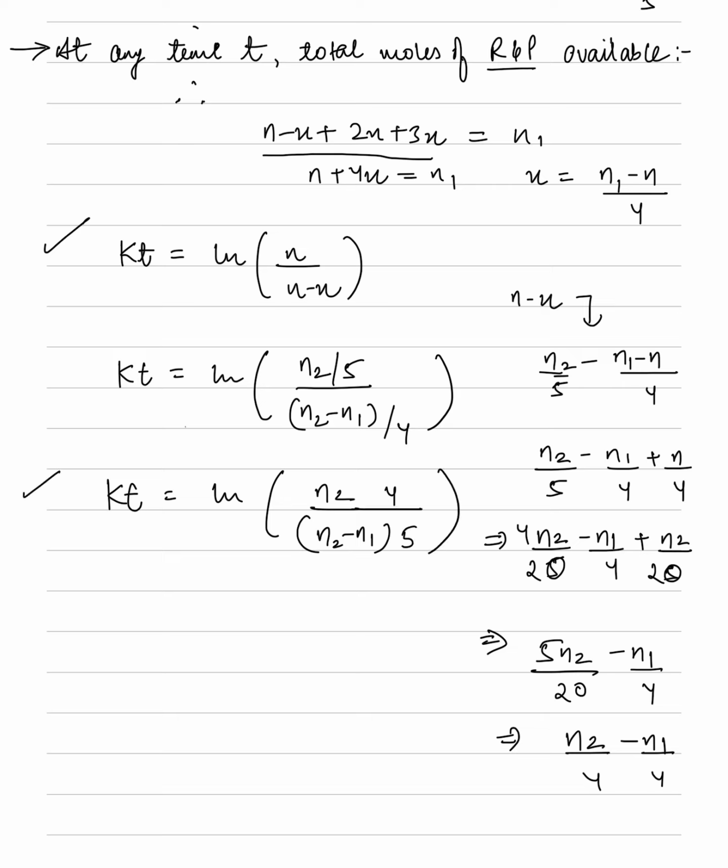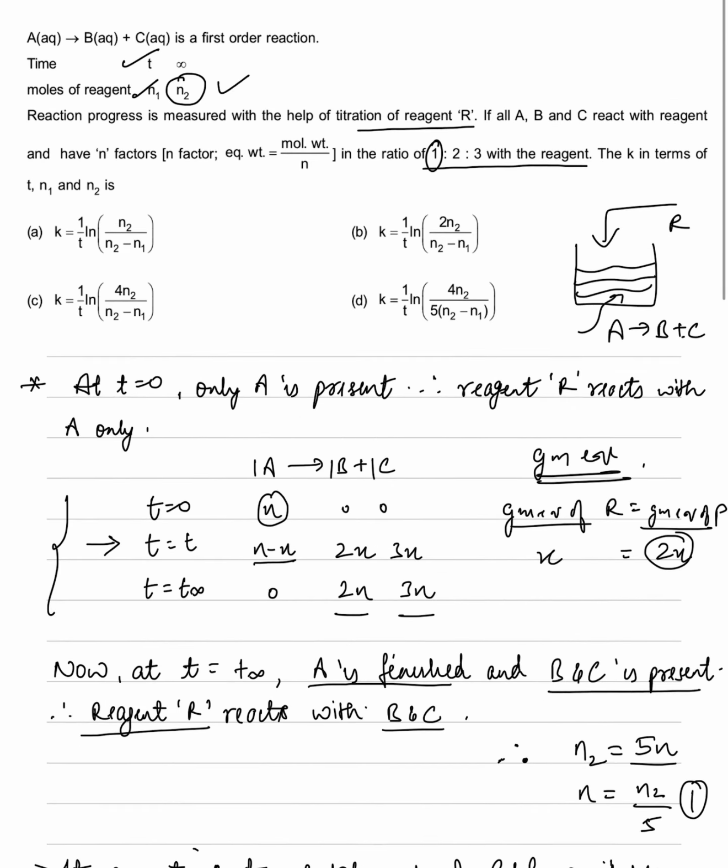This is how we get the rate equation of first order in terms of N2, N1 and k, right? Let's match the options. So the correct option will be option fourth, D option.